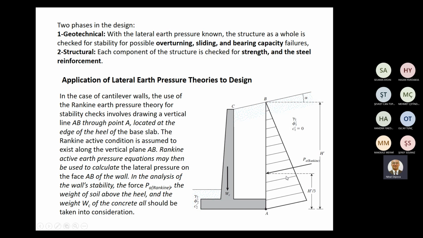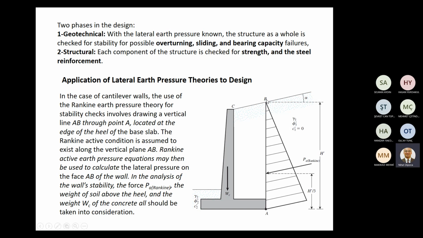The Rankine active condition is assumed to exist along the vertical plane A through B. In this picture it is a line, but you know, we analyze this retaining wall for one slice of a continuous retaining wall. So this is actually a plane, the AB plane. Rankine earth pressure equations may be used to calculate lateral pressure on this face.